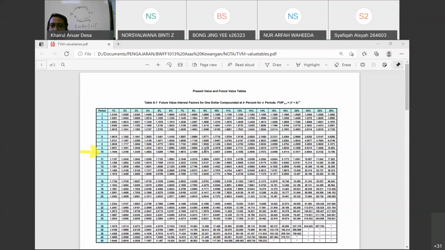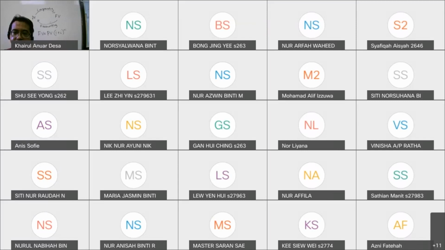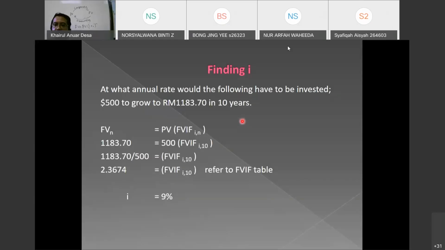Mana dia? Here. Okay, here is 2.3674. Dan tengok ke atas sini, dan kita akan jumpa di sini adalah 9%. Right, boleh dapat sini? So the answer is 9%. Okay, setakat tu boleh ikut?